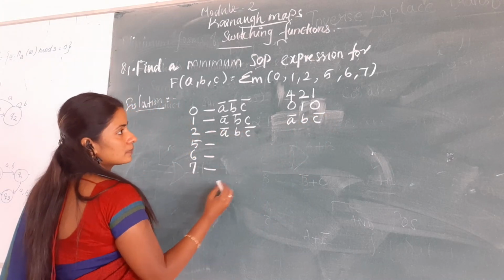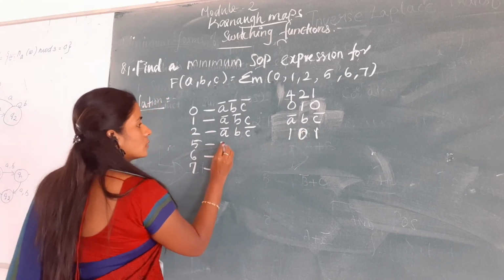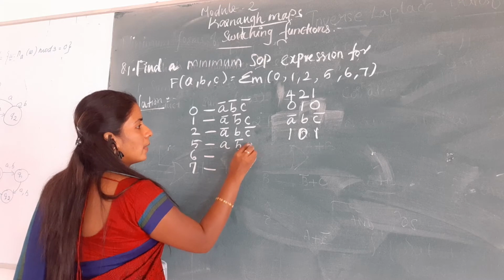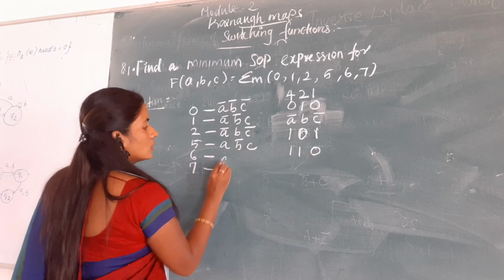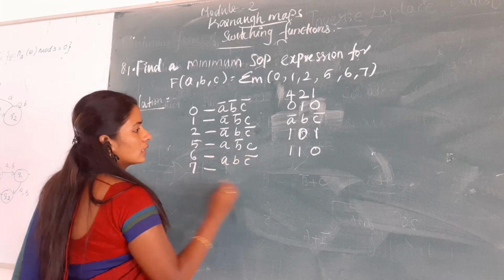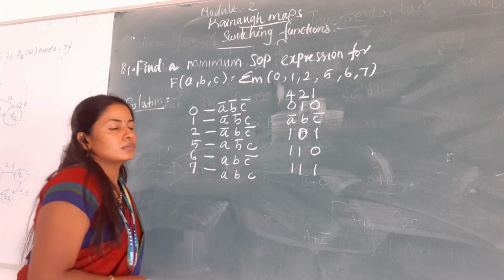Like that, 5 is 1, 0, 1. So A, B bar, C. 6 is 1, 1, 0. So A, B, C bar. 7 is 1, 1, 1. A, B, C.